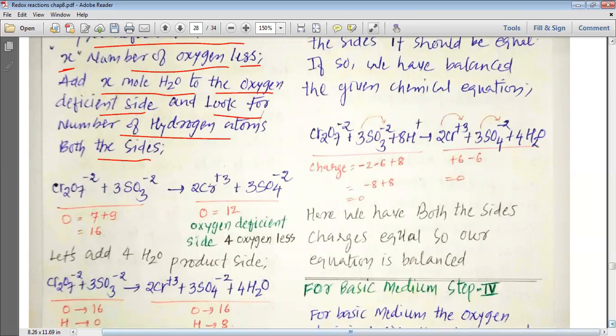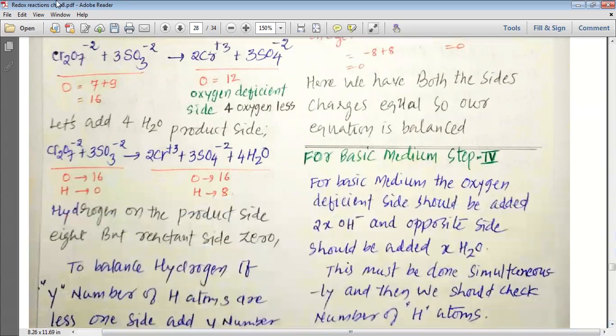So when we look at the reaction, my dear students, we will come to know that here in Cr2O7 2-, we have 7 oxygen, and 3 SO3 are 9, so 7 plus 9, total we have 16 oxygen. Here 3 SO4 are 12, we have 12 oxygen. So this side is oxygen deficient, and this side has 4 oxygen less. To balance the oxygen, we will have to add 4H2O on this side. So let us add 4H2O to the product side and write the equation once again.